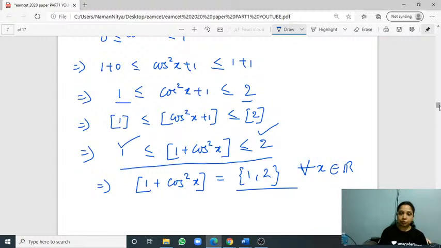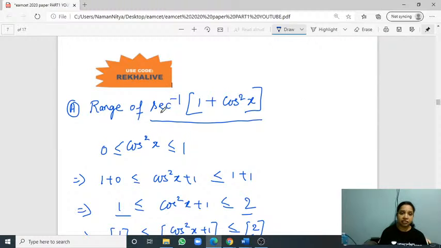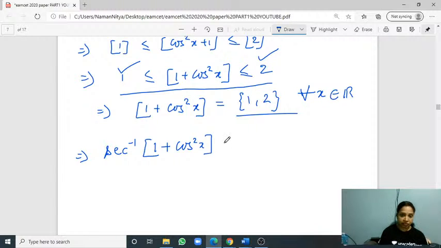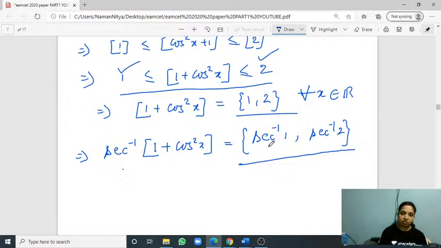Now after this, we are supposed to find the greatest integer function of secant inverse of this. So if I apply secant inverse of the greatest integer function of 1 plus cos square x, then it will be simply a set. So secant inverse I have to apply on 1 and on 2 also. So this will be the range of secant inverse of 1 plus cos square x. What is the range? Secant inverse 1 and secant inverse 2.